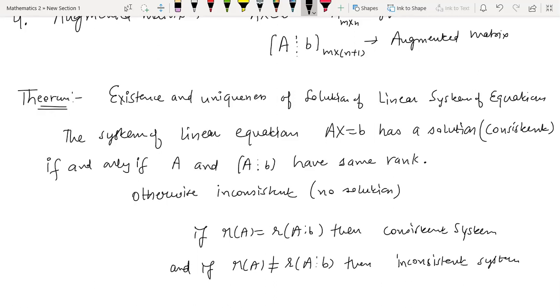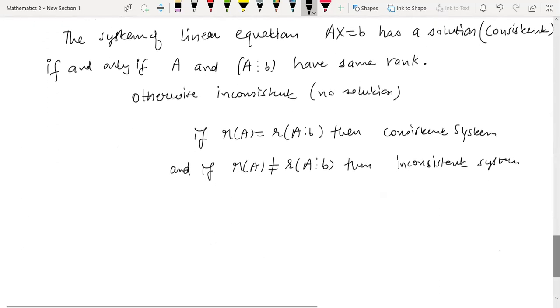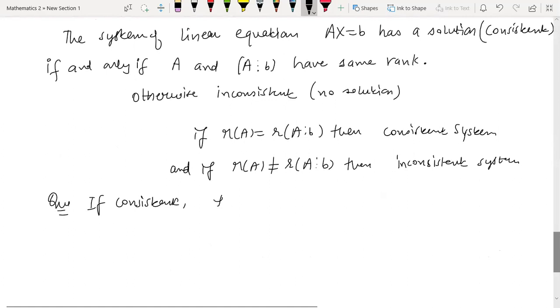Now, when we have no solution or an inconsistent system, the question finishes there only. But when we have a consistent system, the question will be: if consistent, then find the solution. Then the task is to find the solution. Okay, now here also you have two possibilities.